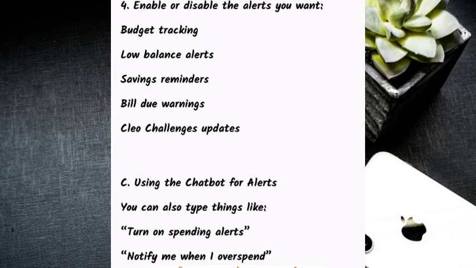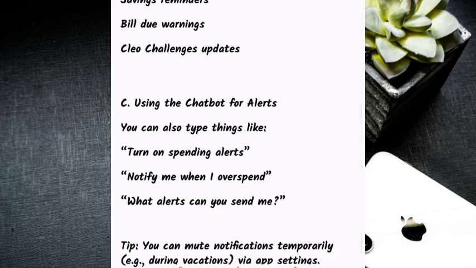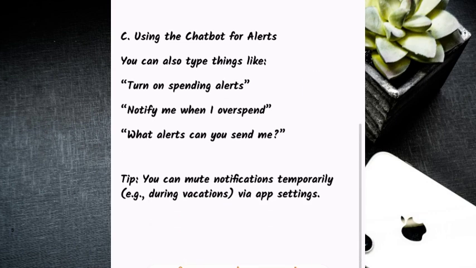For using the chatbot for alerts, you can also type things like turn on spending alerts, or you can type notify me when I overspend, or you could type what alerts can you send me. Now a quick tip, you can mute notifications temporarily, of course, like during vacations and stuff. You can do that via the app settings.